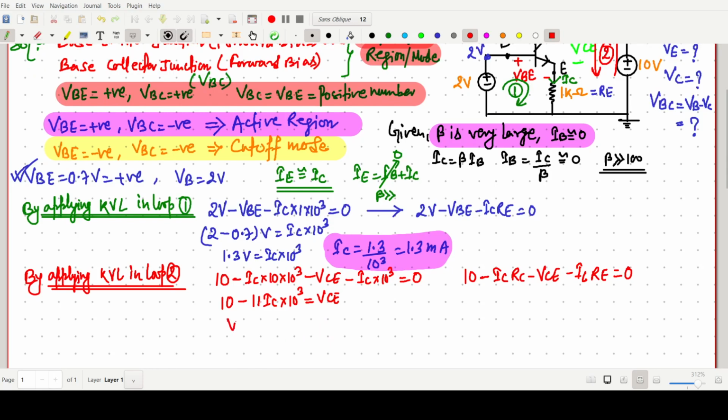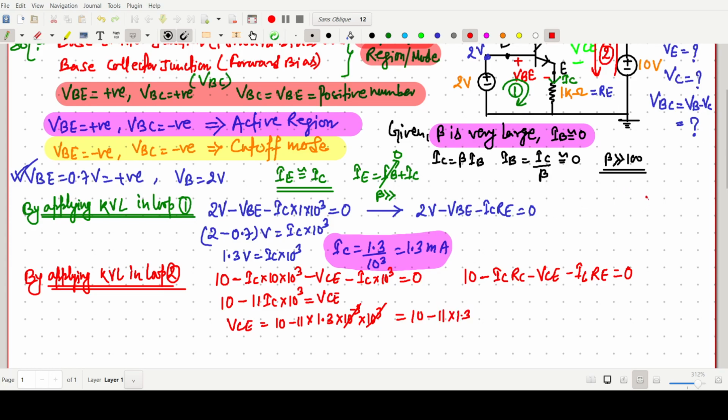Now we can find the value of VCE equals 10 minus 11 into IC. The value of IC is 1.3 milliampere, so 1.3 into 10 to the power minus 3, into 10 to the power 3. Now we have to solve this one: 10 minus 11 into 1.3.